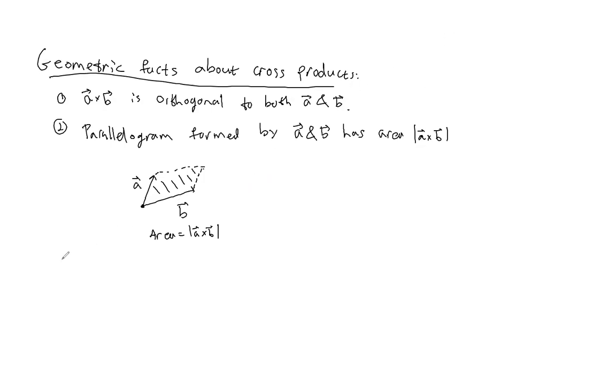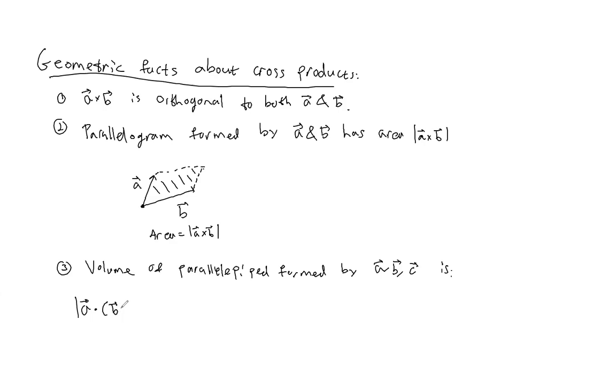But the other third fact here is the volume of the parallelepiped formed by your vectors A, B, and C. It is given by, you can write this in a couple different ways, the absolute value of A dot B cross C. It's known as the scalar triple product.